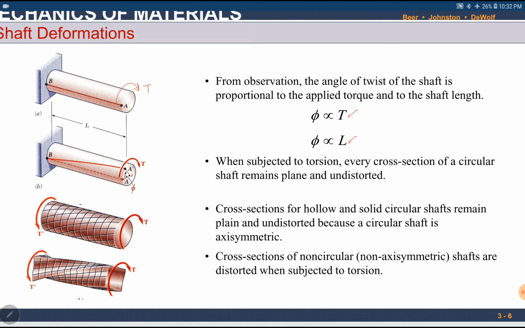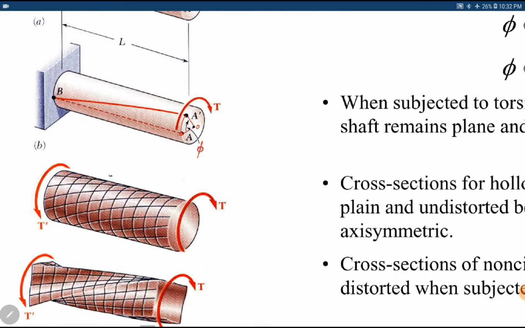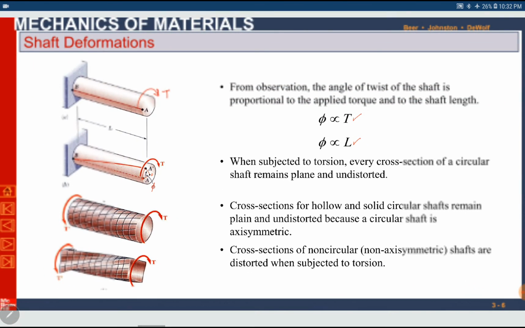When subjected to torsion, every cross section of a circular shaft remains plane and undistorted. If we look at this diagram, it is a circular shaft. After applying torque, we can see that the cross section is still circular, planar and undistorted. Cross sections of hollow and solid circular shafts remain plane and undistorted because a circular shaft is axisymmetric. So either solid or hollow circular shafts will remain planar and undistorted because they are axisymmetric.